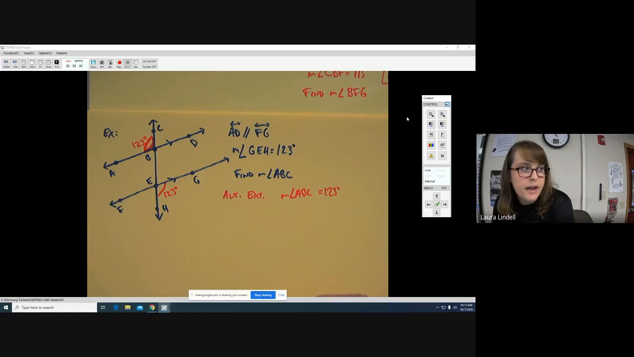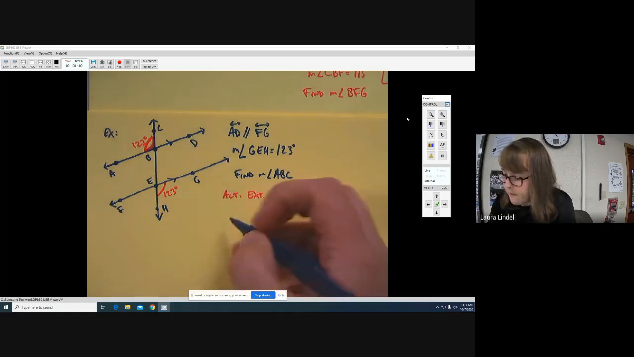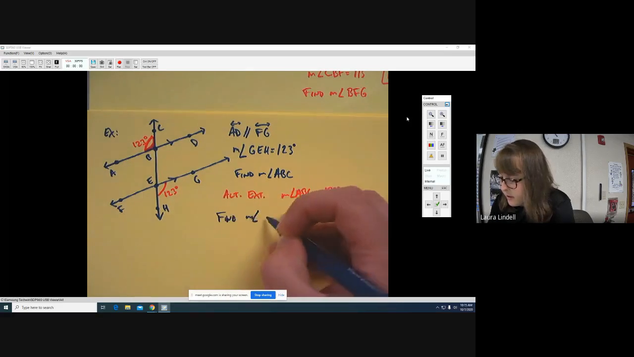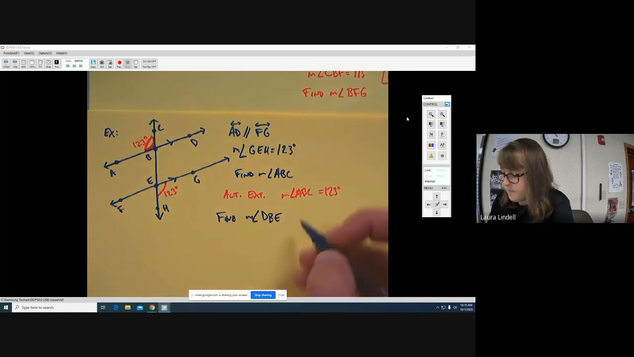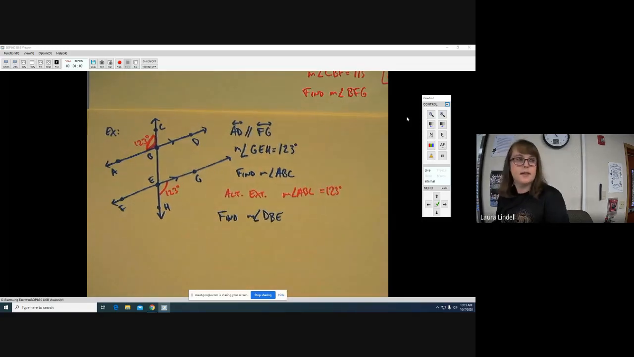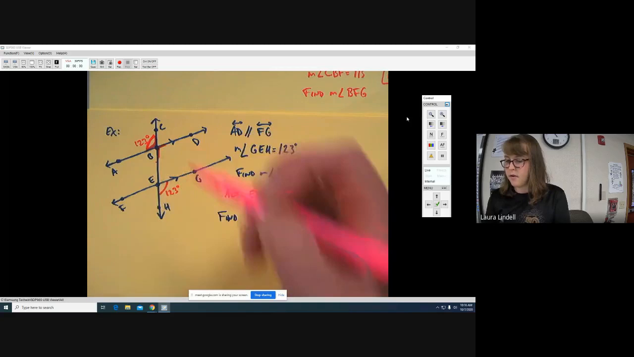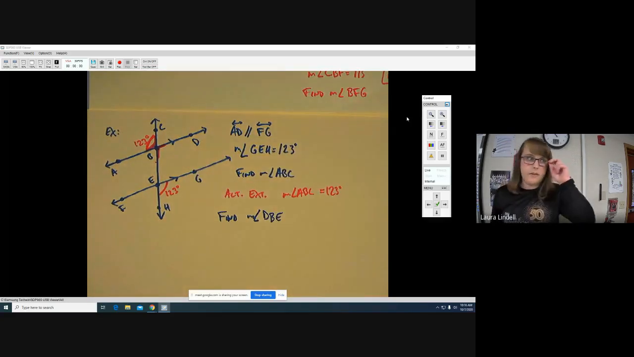What if I then asked you what is the measure of angle DBE? DBE is right here. What do we think? If you had to think about it and decide what is the measure of angle DBE, type in the chat, what do you think that measure is going to be?